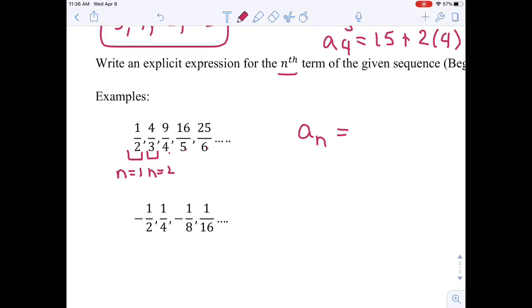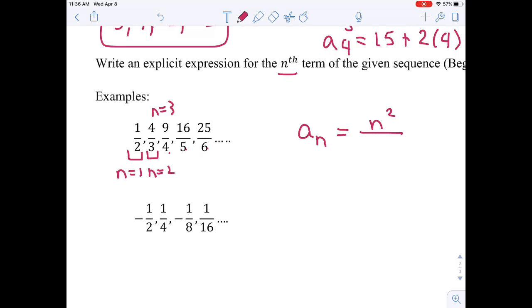Well, if we look at the top part, how does 1 become 1? How does 2 become 4? How does n equals 3 become 9? Well, that's just squaring that. So on top, we just have n squared.